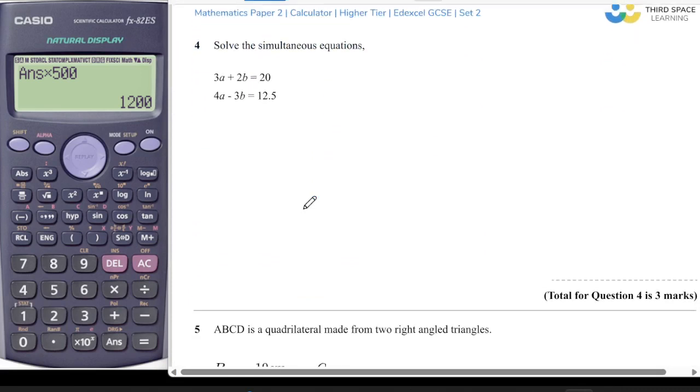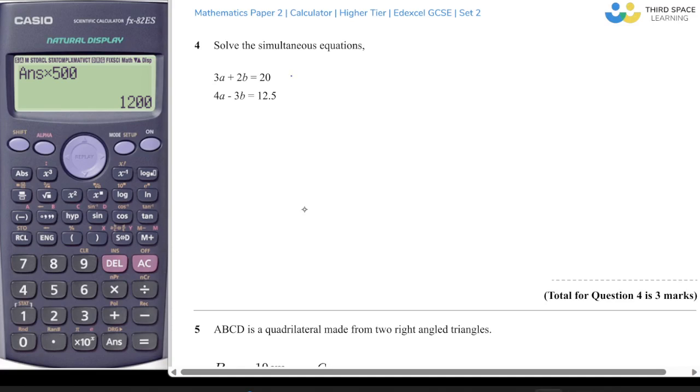Okay, question 4. Solve the simultaneous equations. We can even make our x coefficients or our a coefficients the same size, whether that's positive or negative. If I make my a's, sorry, I should have said a's and b's, not x's and y's. If I make my a coefficients the same, I'd need to make them both 12. If I make my b coefficients the same, I'd make them both 6. So I'm going to go for the b's because it's a lower number.